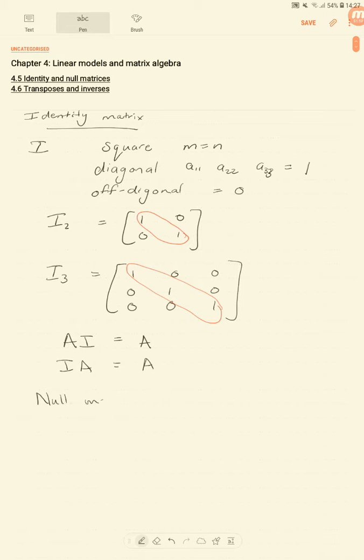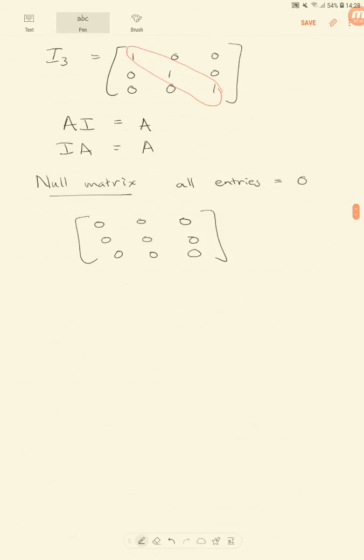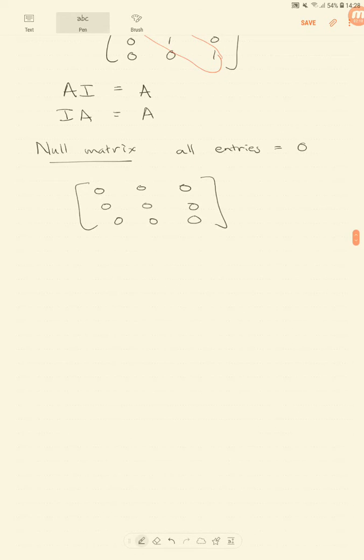A null matrix has all entries equal to 0. So for example, 0, 0, 0, 0, 0, 0, 0, 0, 0. Anything times a null matrix, as with regular algebra, becomes 0.